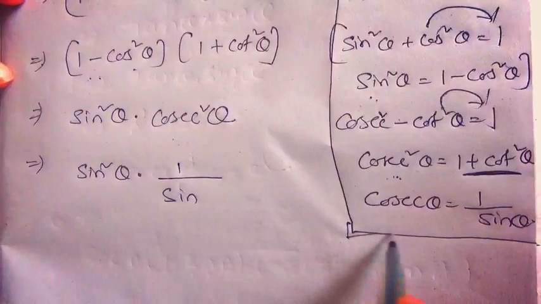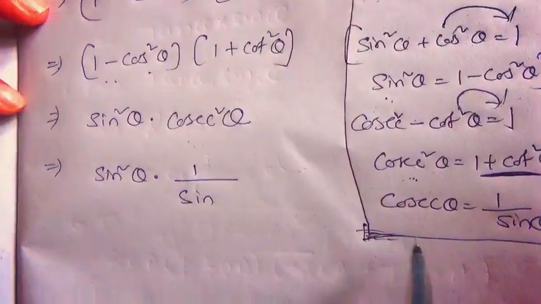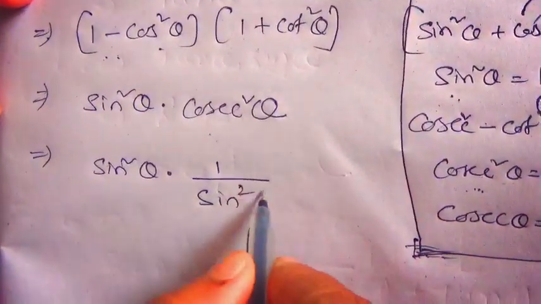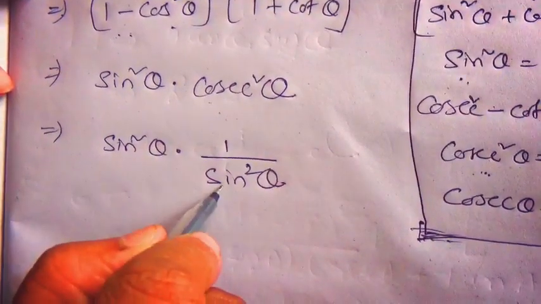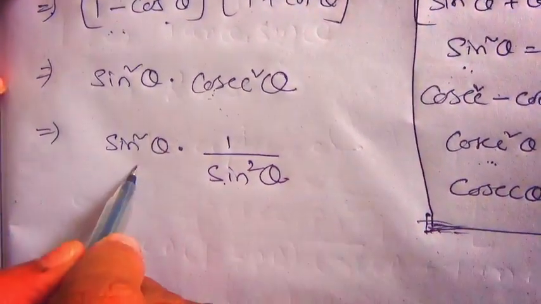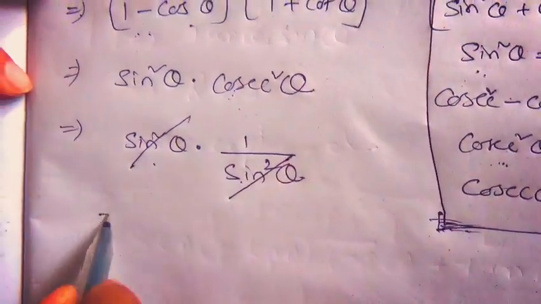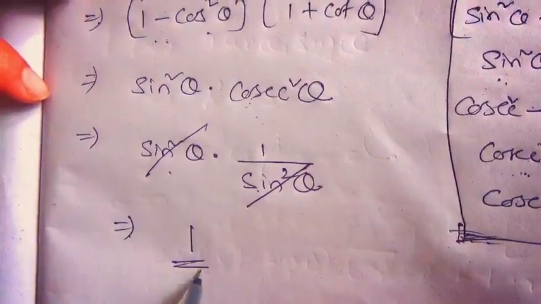All the sums completely belong to your formulas. If you know all the formulas in trigonometry, it is very easy to solve the sums. Okay, sin square theta. The reciprocal of sin is nothing but cosecant. Sin square theta is cancelled. So 1. It is the answer for this 8th question.